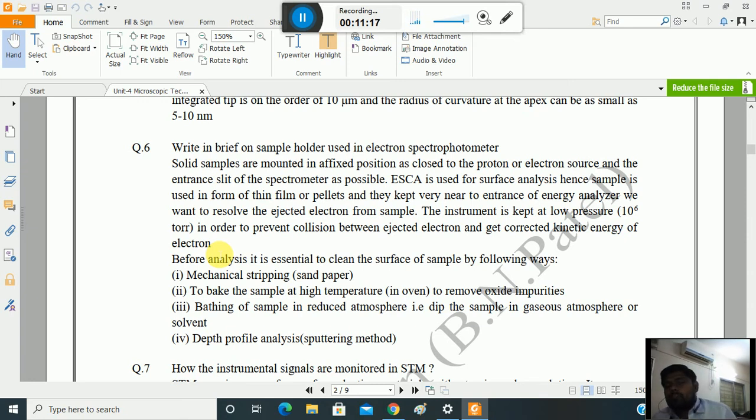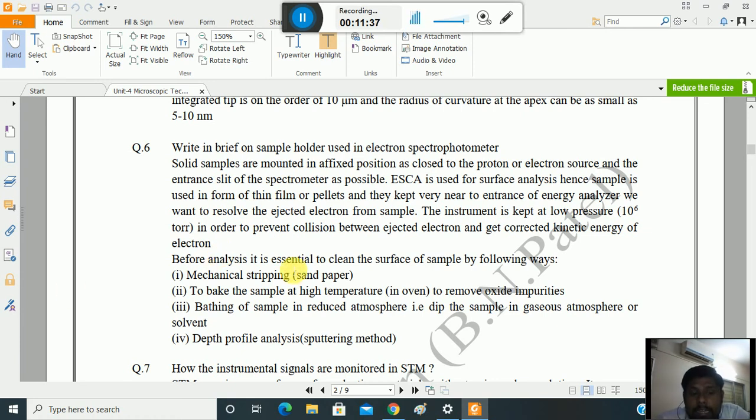the ejected electron from the sample, because in ESCA we use X-ray and gamma ray high energy source. Instead on the sample, atoms are ionized, electrons are ejected from the sample. Those electrons enter a detector with some kinetic energy.